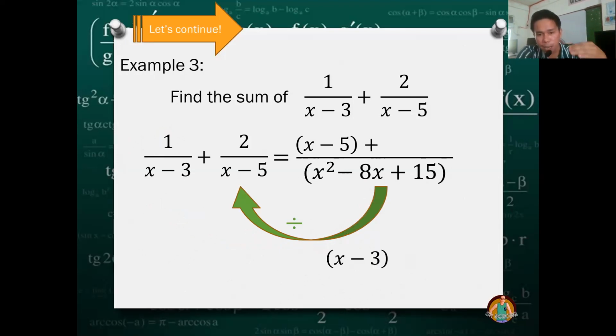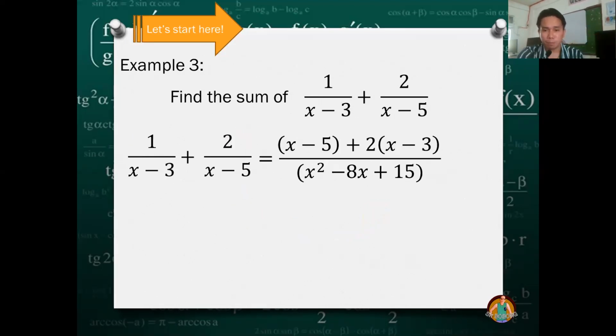Next, proceed. X squared minus 8x plus 15 divided by x minus 5 will give us x minus 3. Then, x minus 3 times 2 will give us 2 times x minus 3. Naintindihan ba yon? Yung sagot natin doon is x minus 3. And then, x minus 3 times 2 na numerator ng second term natin will give us 2 times x minus 3. Klaro? Sige, let's proceed.